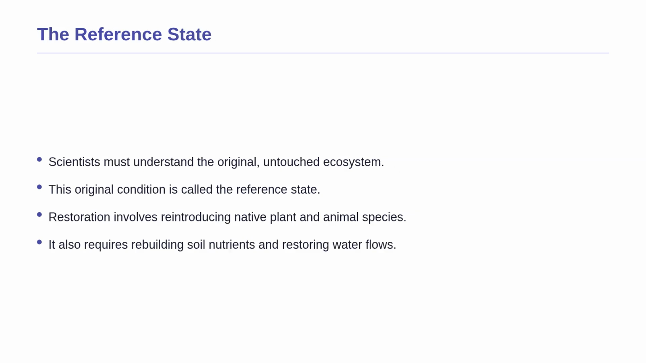Before we can fix a broken machine, we must know what it looked like when it was working perfectly. In restoration ecology, scientists must first deeply understand the original, untouched ecosystem. We call this original condition the reference state. Once we know our target reference state, we can figure out the exact biological and physical steps required to get back there. This hands-on process involves reintroducing native plant and animal species, rebuilding depleted soil nutrients, and restoring natural water flows. Every action is a deliberate step toward that original, healthy reference state.